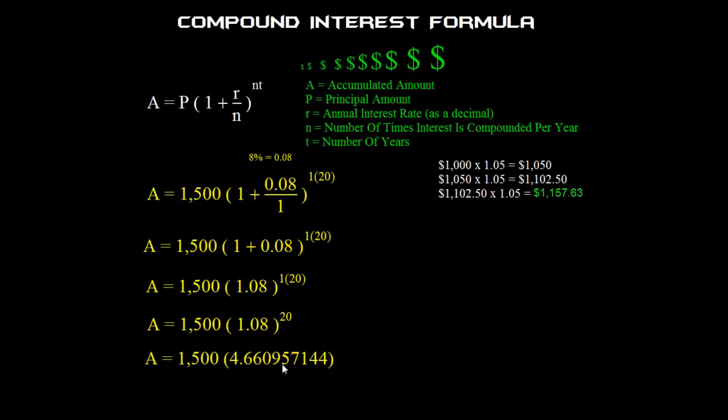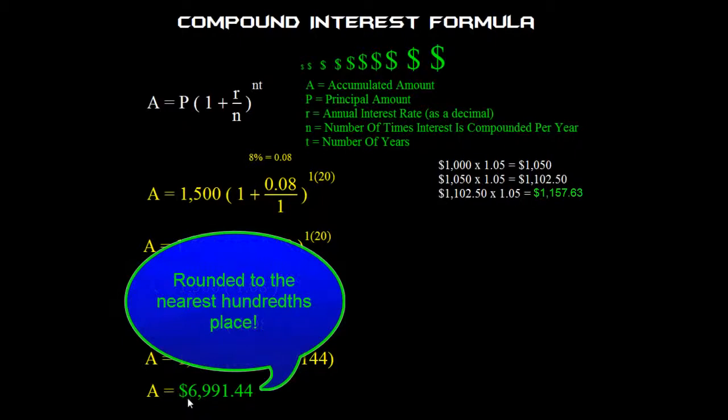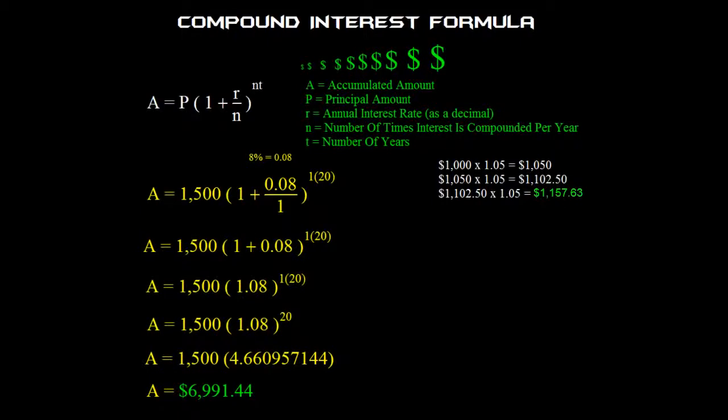Now we can find out what our accumulated amount is. We're going to multiply this by our principal initial amount of 1,500. We end up with an accumulated amount of $6,991.44. As you can see, money can grow pretty quickly with compounding interest. We more than quadrupled our initial principal amount, almost $7,000 here.